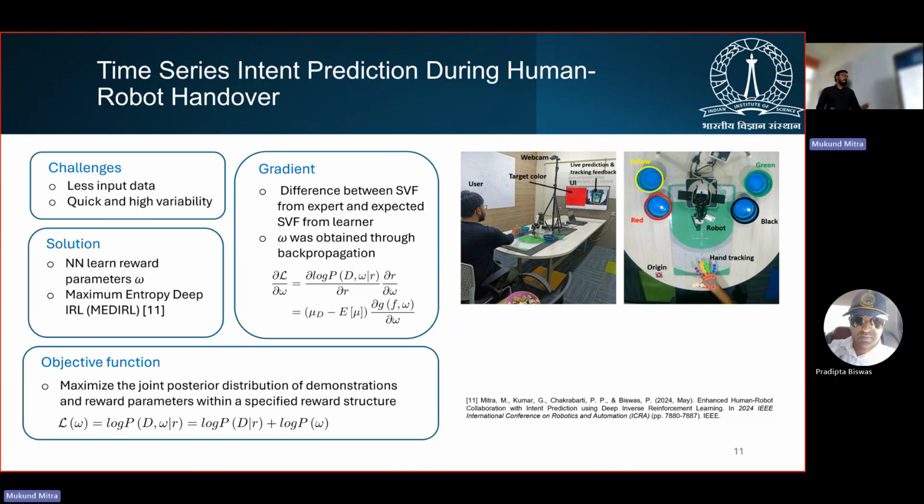So we used a framework using maximum entropy deep inverse reinforcement learning, which uses a neural network to estimate the reward parameters. The objective function almost remains the same, that is, to maximize the joint posterior distribution of the reward parameters within a given reward structure. If we take the gradient, it is given by the difference between the state visitation frequency of the expert and the expected state visitation frequency of the learner, and the gradient is backpropagated through the neural network to learn the optimal reward weights.